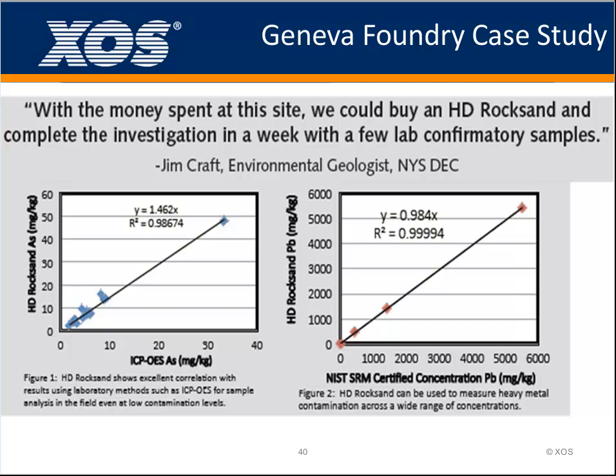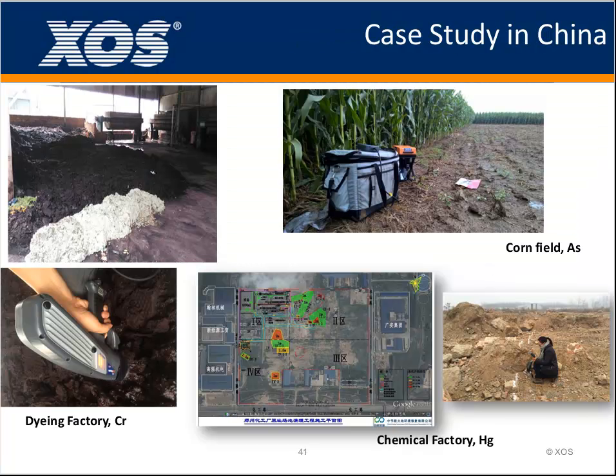Okay, next slide, 41. We have also done a lot of work and cases in China. We have some dyeing factories for chrome contamination, some cornfields for arsenic contamination, and also one chemical factory for mercury contamination. Okay, thank you.